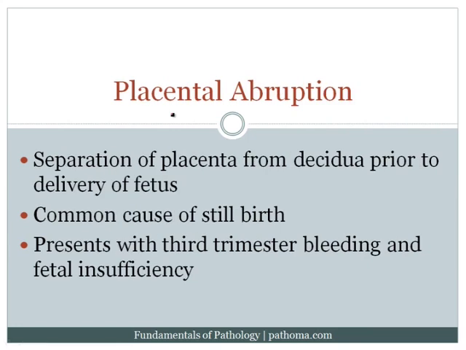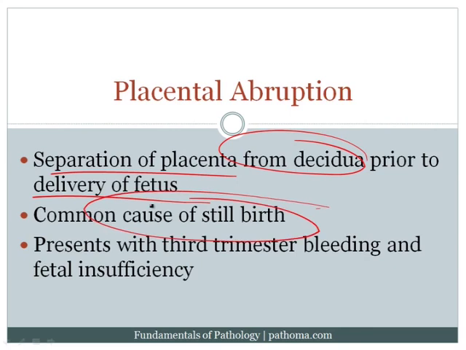Another complication is called placental abruption. And what's placental abruption? That would be where you have a placenta, like this, and the placenta abruptly begins to separate from the uterine wall. So that's placental abruption, and that's what I've stated here. Separation of the placenta from the decidua prior to delivery. This is a common cause of stillbirth, and it presents with third trimester bleeding and fetal insufficiency.